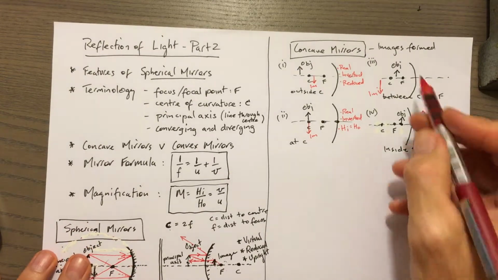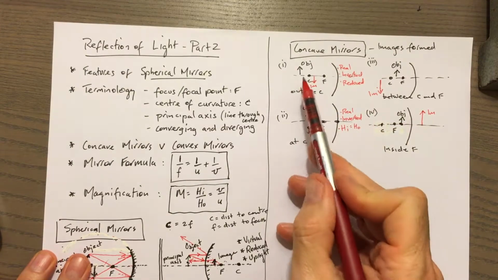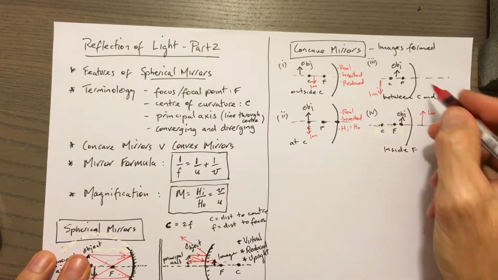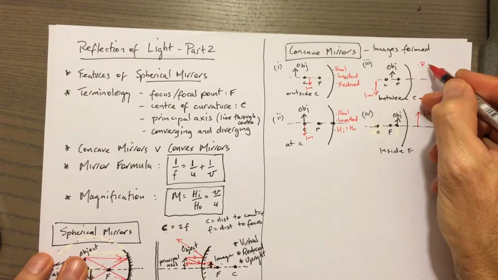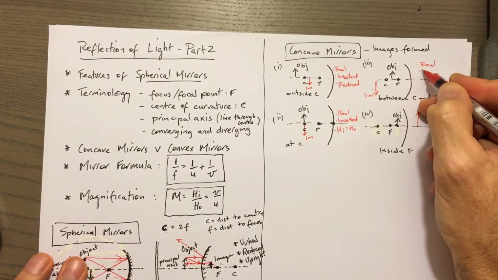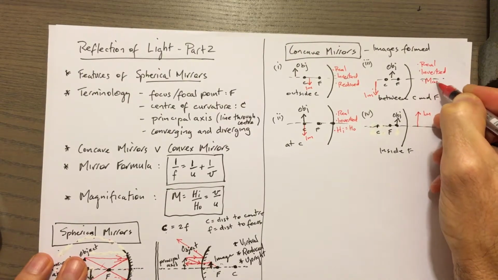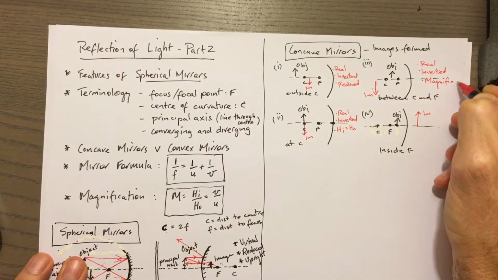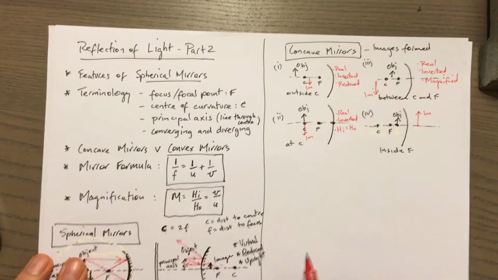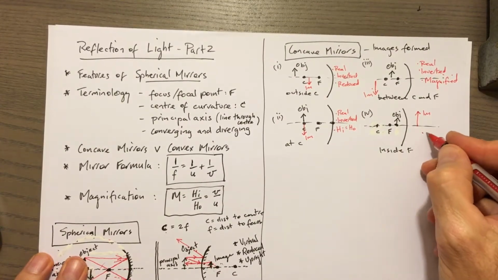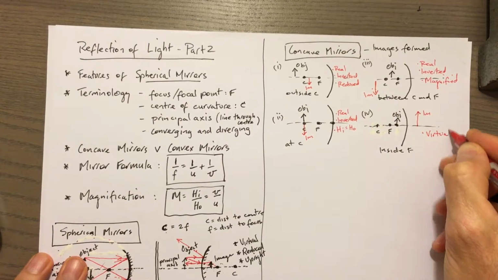So we start with our object outside of C, we get to C, now we're inside of C, but between C and F. So this one here is still real, it's still inverted, but now it's magnified. Now we have a magnified image, so it's bigger.